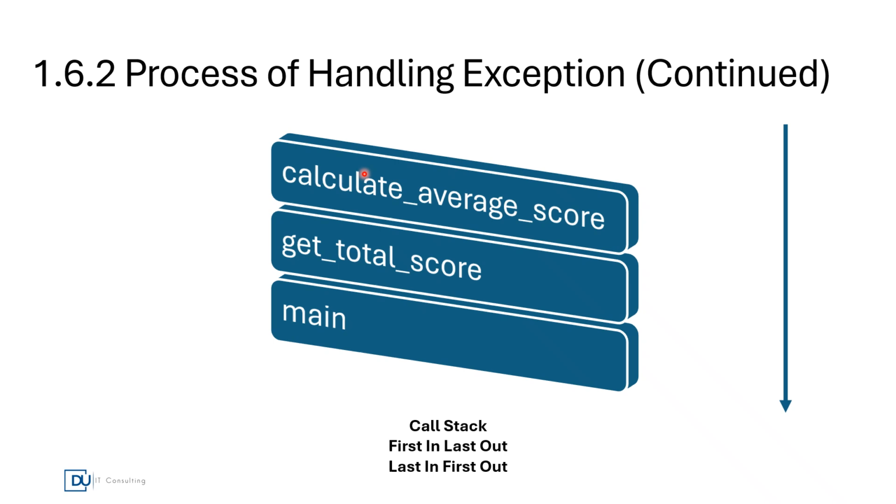So any exception raised here can be handled here, or it will try to search for a handler in this method. If it's not available here, it will try to find the handler in this method. So this is the order in which it will work. It follows the stack model.